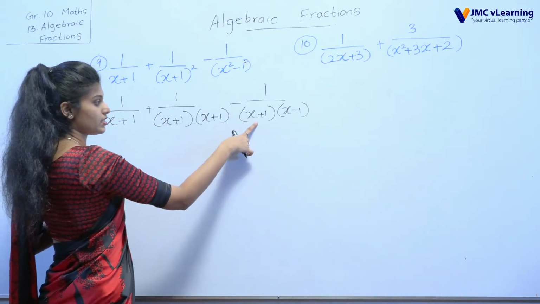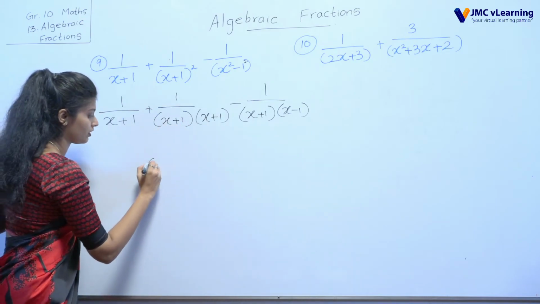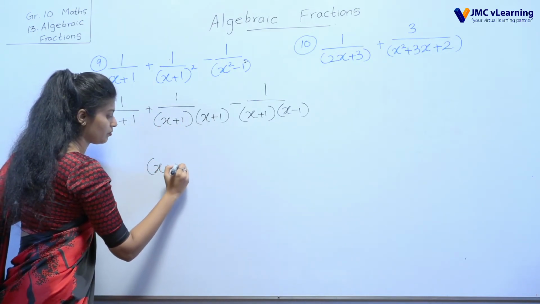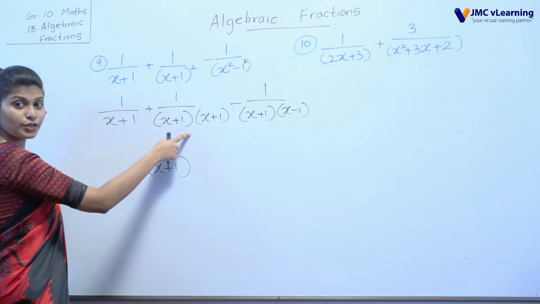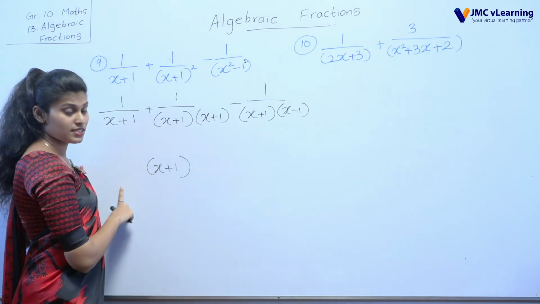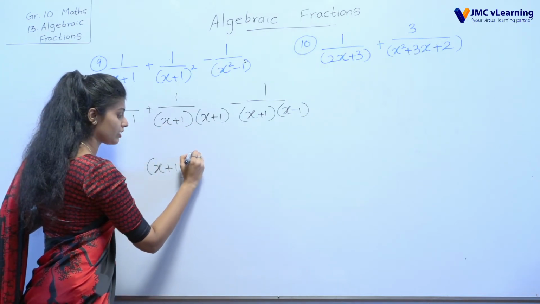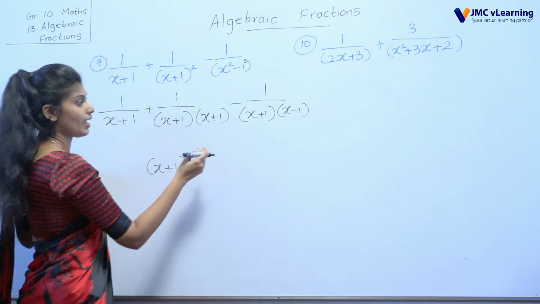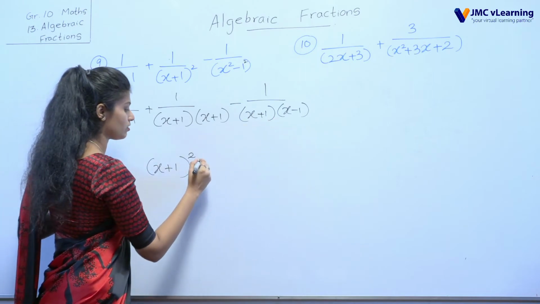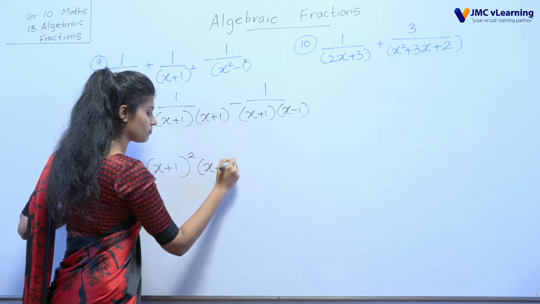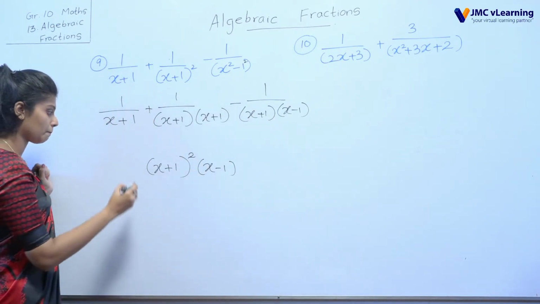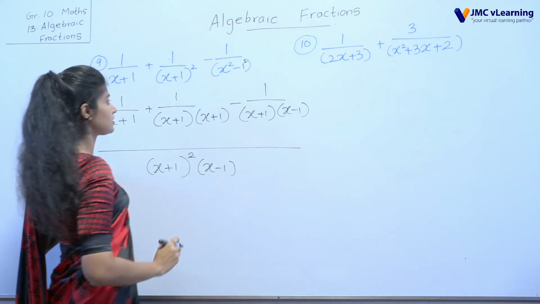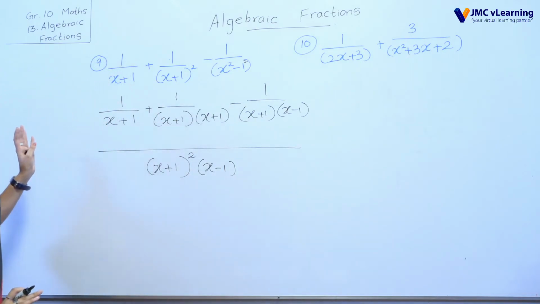Here x plus 1 is in every denominator, and there are 2 x plus 1s in one of them. So in the denominator you have to take x plus 1 two times, and x minus 1 is also there, so take x minus 1 as the common denominator. Then let's make the numerator.